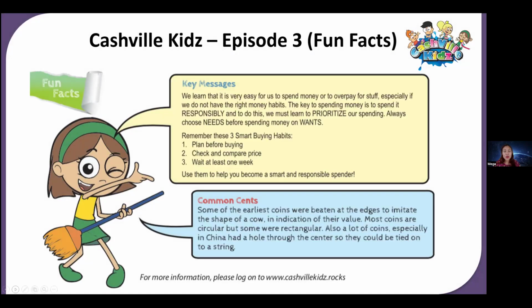Now we're going to finish off this session with a common sense fact. I want to share with you a cool fact about coins. Did you know that most coins were beaten at the edges to imitate the shape of a cow, as an indication of their value? Most coins are circular, but some are actually rectangular. Also, a lot of coins, especially in China, have a hole through the center so they can be tied onto a string. Really cool.